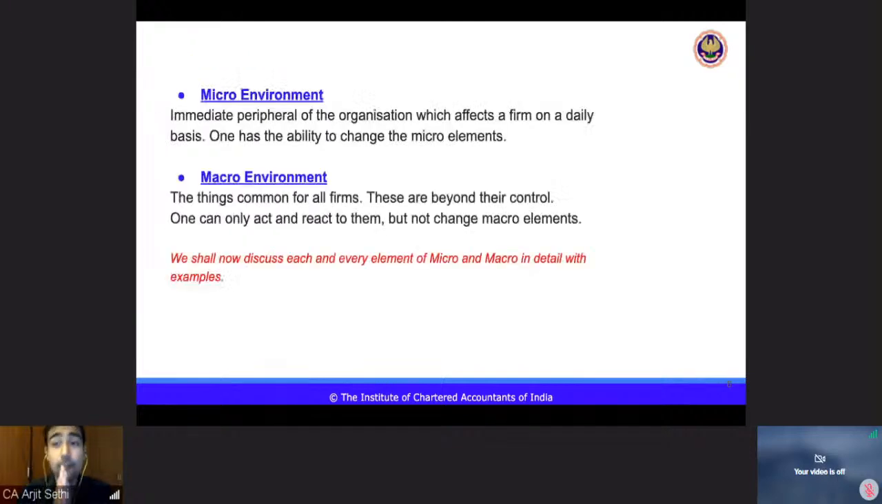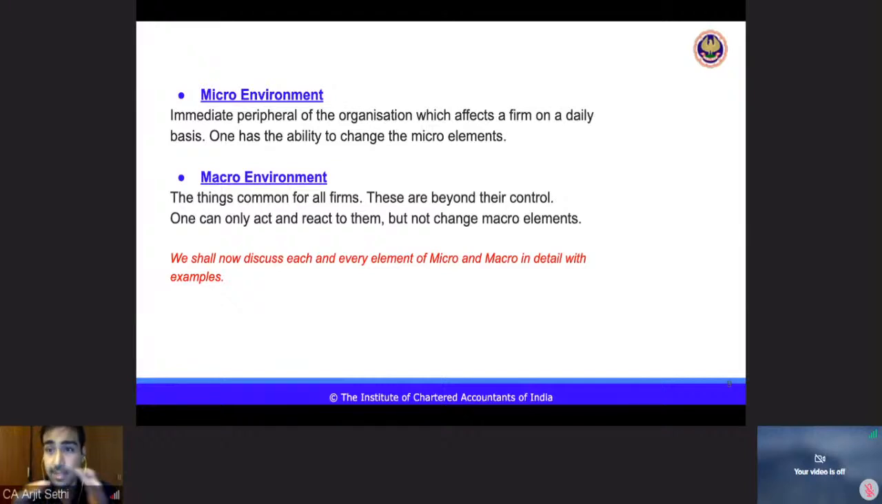Okay. Now, for today's topic, we have to understand micro and macro environment in detail. Each and every component we'll be discussing, we'll be having a lot of questions. We will have a lot of examples. So let us begin understanding what is micro and what is macro. So micro is basically the immediate peripheral. What do you understand by peripheral? Peripheral means surrounding, right? So micro is the immediate surrounding of the organization, which affects its decisions, its daily functioning, right?